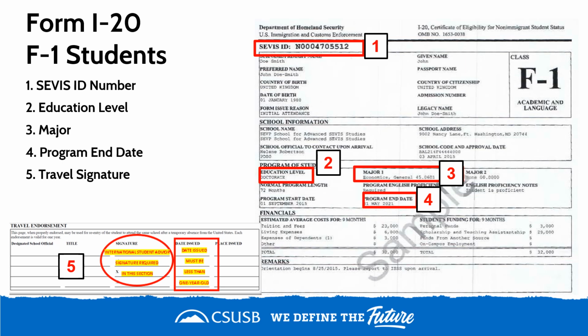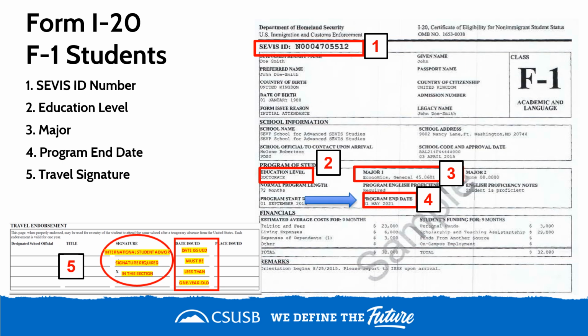On the middle of the first page, you will see the information regarding your major and program of study. The education level indicates the type of degree you will be attempting to complete. The major indicates your field of study. The program end date indicates the estimated time of completion for your degree level. Sometimes the major will not align specifically with your actual major at CSUSB. In these instances, the correct major will be listed on the remarks section.